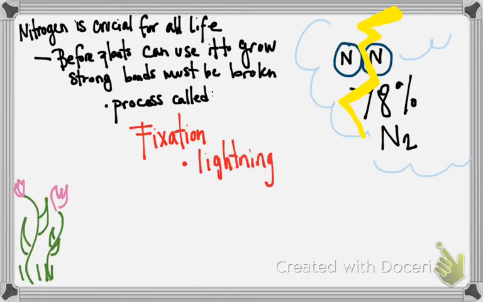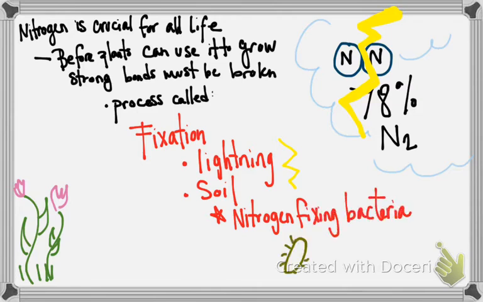So fixation can happen through a natural process of lightning passing through the atmosphere, but for the most part, fixation happens in the soil. And this happens through a process of nitrogen-fixing bacteria. So certain soil bacteria can break that nitrogen bond and convert the atmospheric nitrogen N2 into ammonia. And this is the thing that we're going to focus all of our efforts on for this lecture. So there's my little guys.